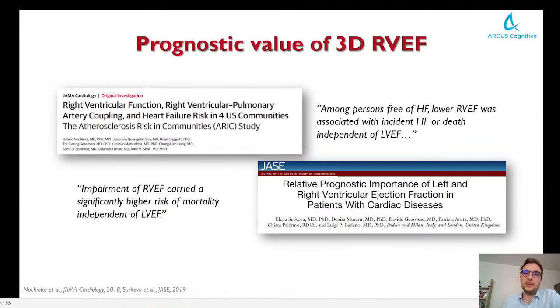Why do we want to measure three-dimensional measures? For the definite added prognostic value of right ventricular ejection fraction, we have substantially more adult data. So I will present this for you, but we'll get to some congenital cases too. We do know that in patients who are free of heart failure, lower right ventricular ejection fraction was associated with incident heart failure and death independent of the measurement of left ventricular ejection fraction.